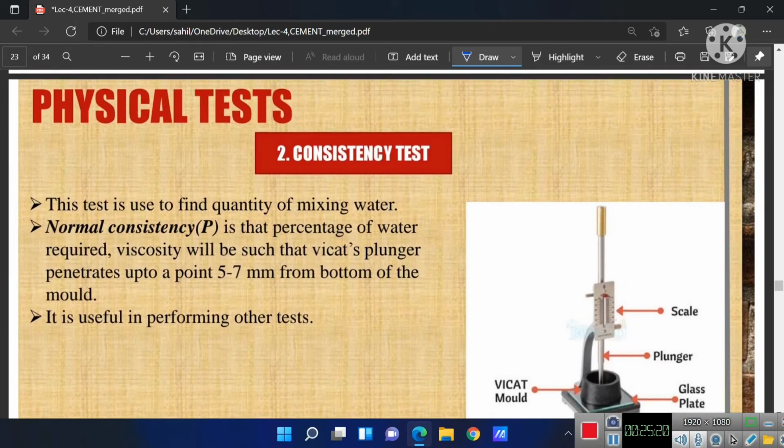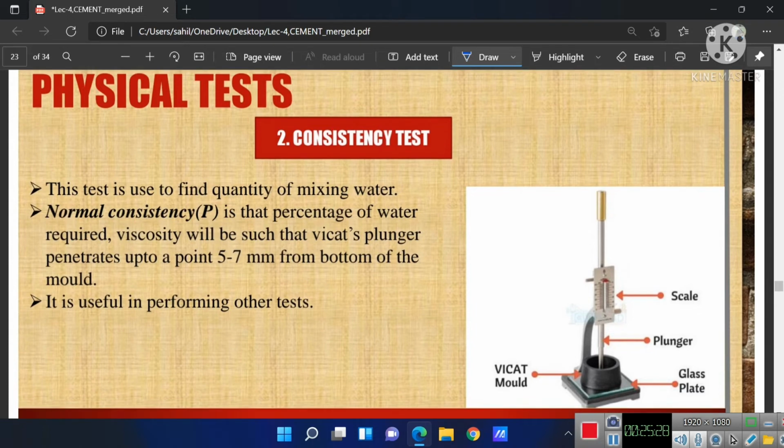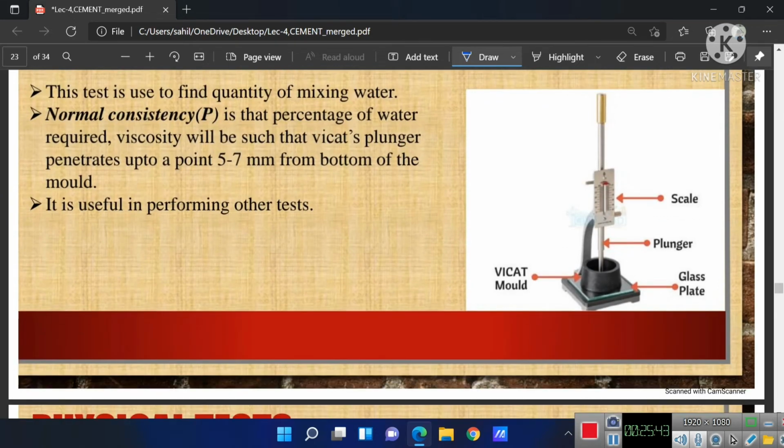In physical test, number 2 is consistency test. Now this test is used to find the quantity of mixing water. Normal consistency P is that percentage of water required. Consistency will be such that Vicat's plunger penetrates up to 5 to 7 millimeter from bottom of the mold. It is useful in performing other tests. Here is the Vicat apparatus, and here is the Vicat mold. Here is the scale. This is the plunger, and here is a glass plate.